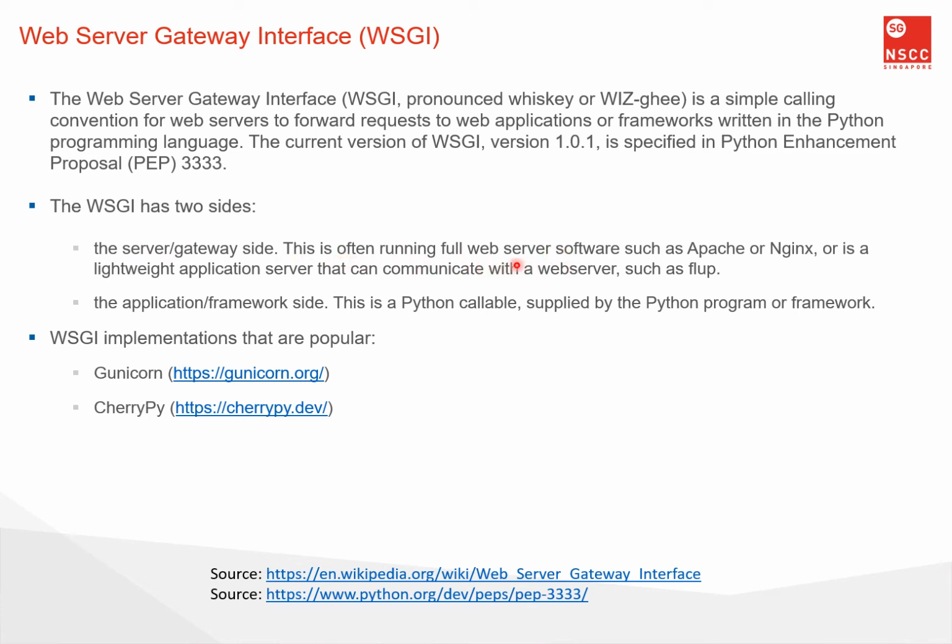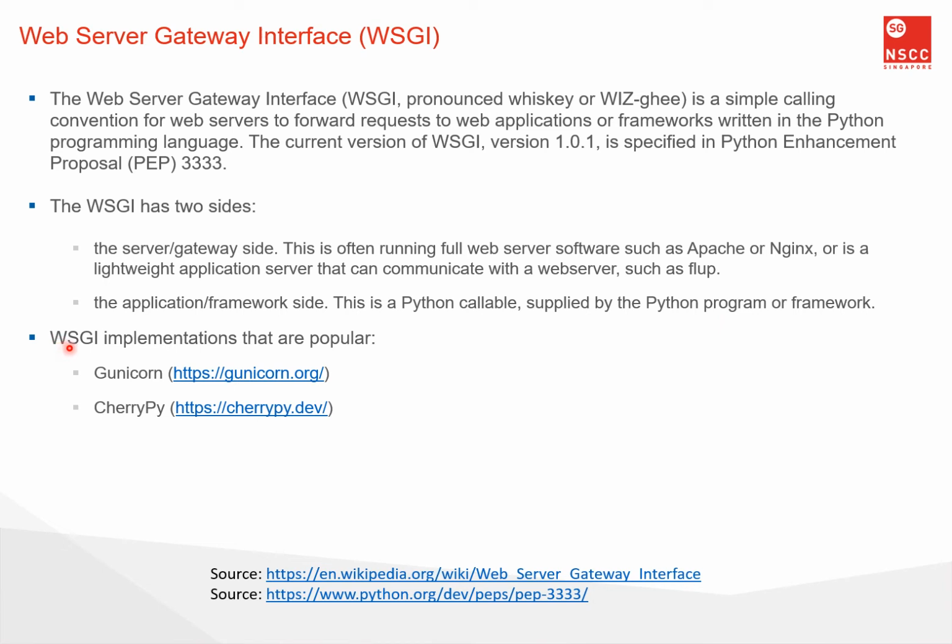This is often running a full web server software such as Apache or Nginx, or it could be a more lightweight application like FLUP. The application side is the one that actually talks to your Python framework, in which case this will be serving your AI inference engine. So one side faces the web end, the other side faces the more Python-based part of your code. In our case, we also put in one more layer, which is the Flask layer, to make the calls accepted from your Gunicorn, and then from the Gunicorn, it goes through this part to actually call the AI inference engine.